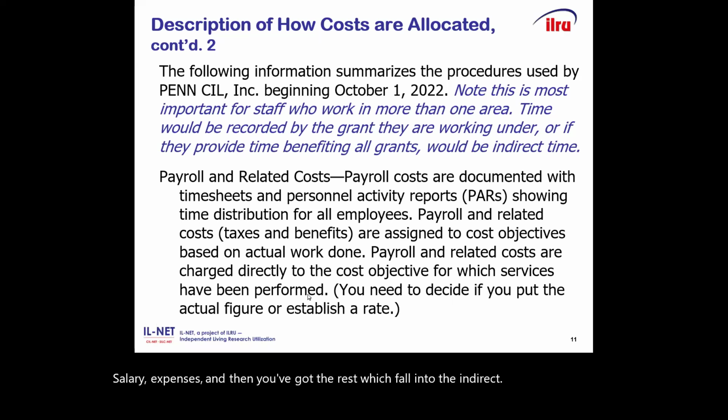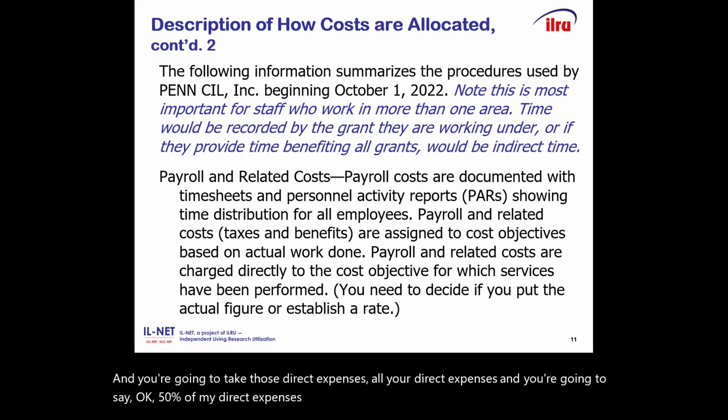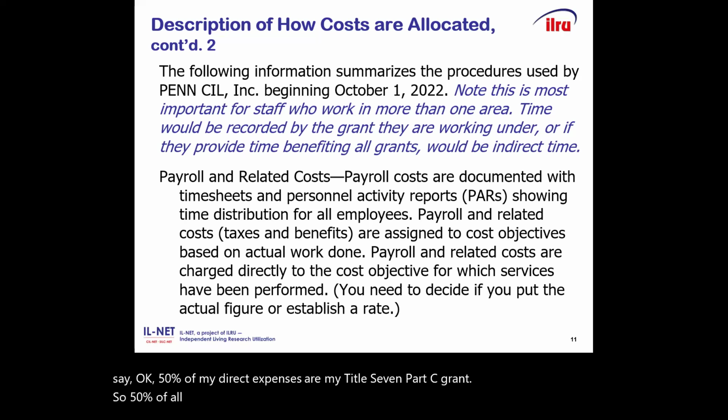And you're going to take those direct expenses, all your direct expenses, and you're going to say, okay, 50% of my direct expenses are my Title VII Part C grant. So 50% of all my indirect costs go back against that grant. And you have that kind of a calculation that tells you how you run the percentages back. We'll look at some charts here in just a second.